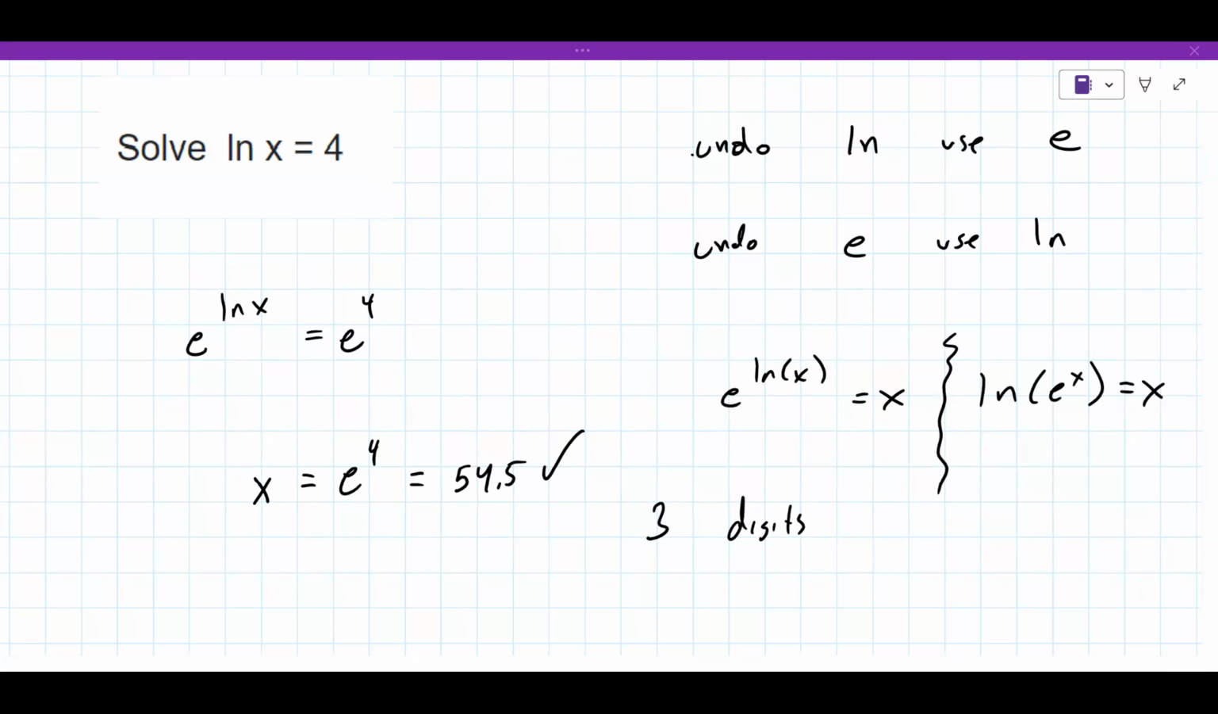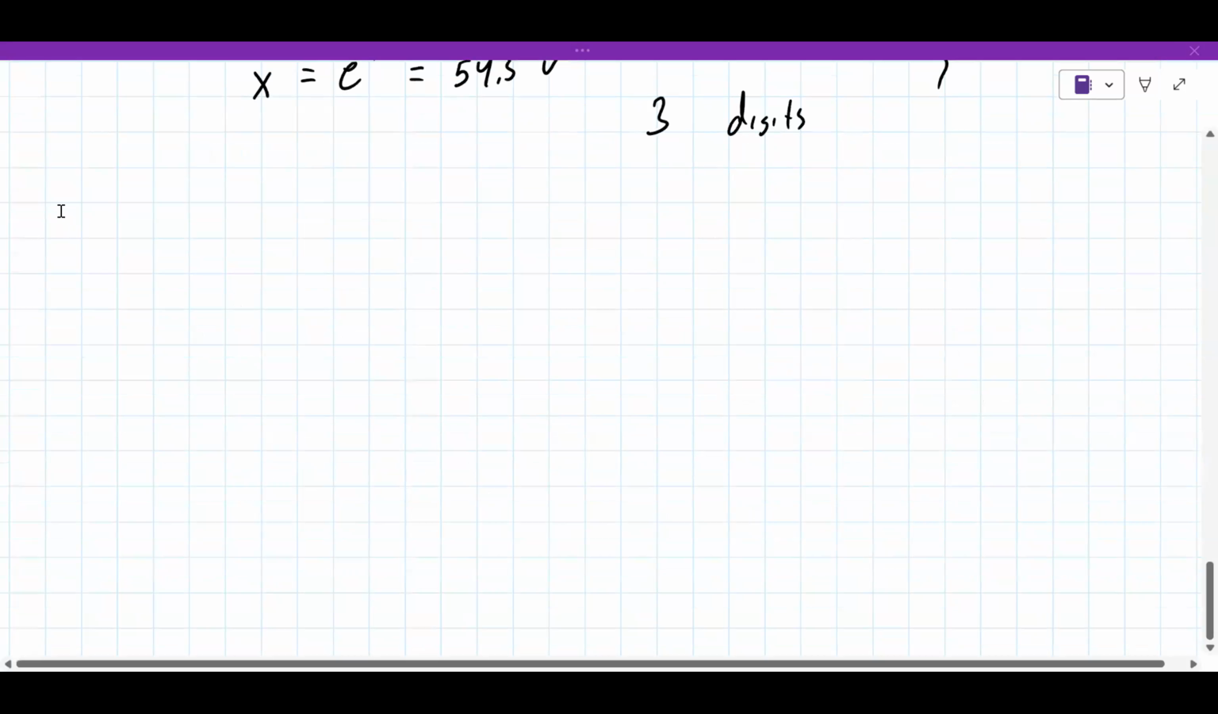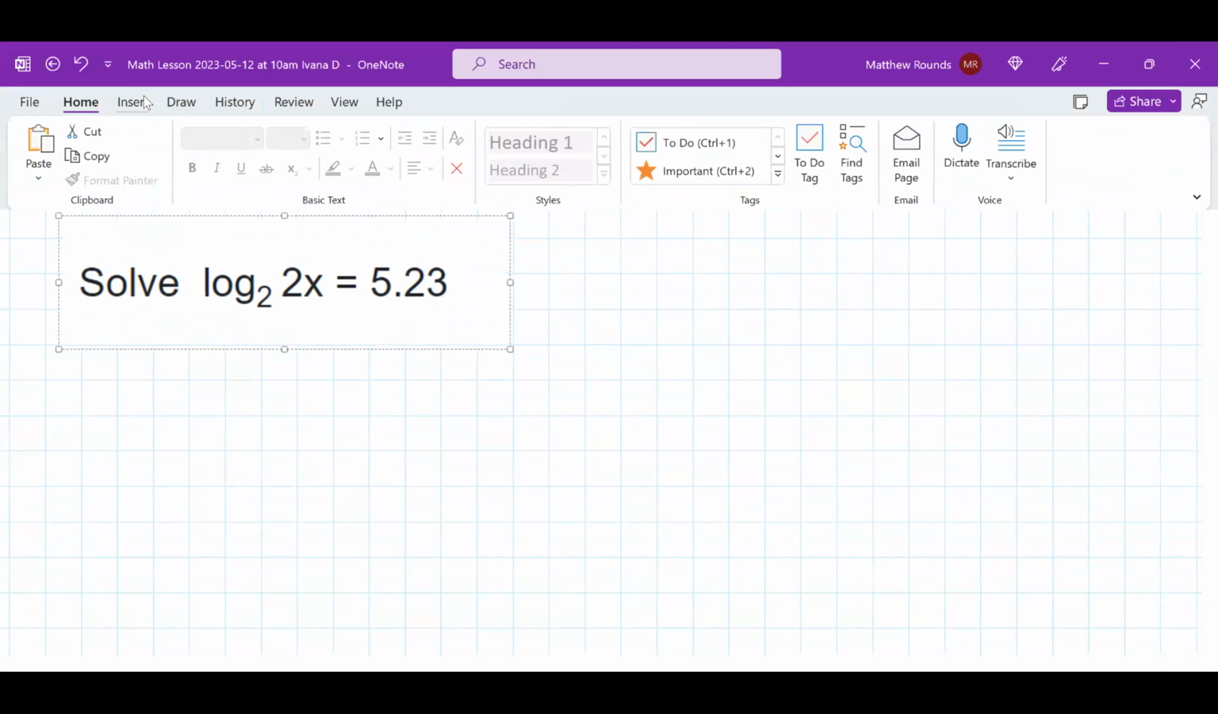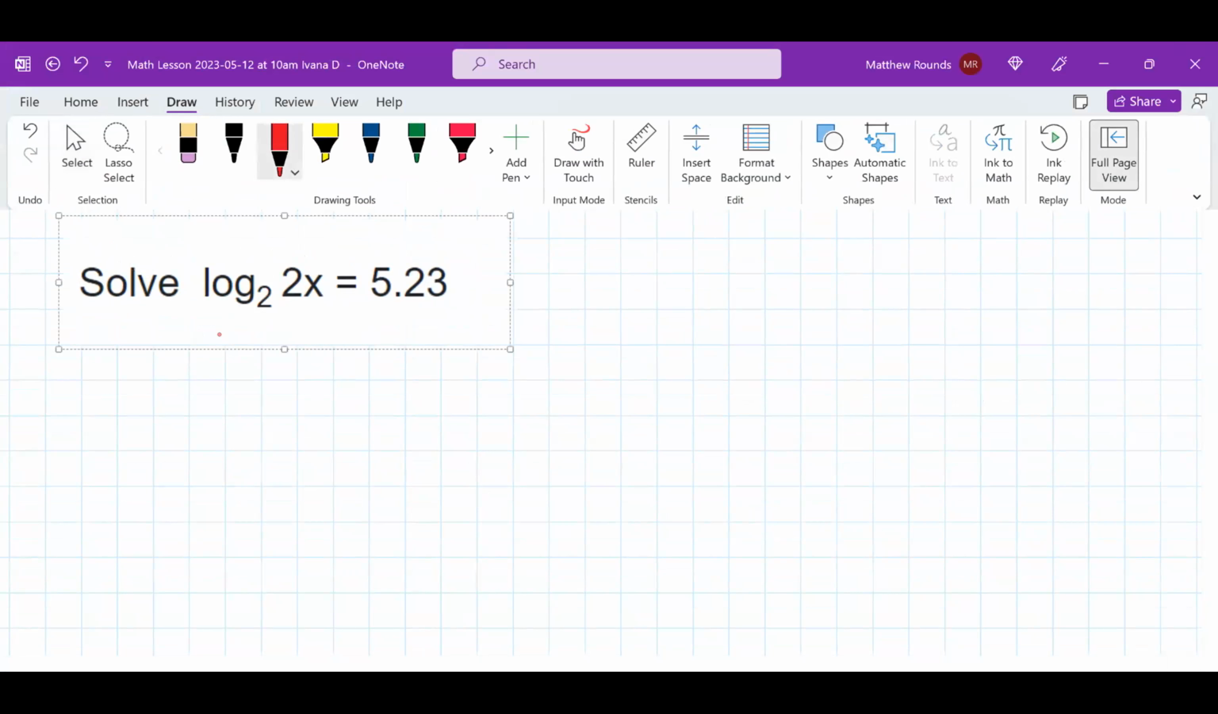Okay, you ready to look at number 8? Yeah. All right, so very, very similar to the previous problem, except it's not ln, it's log base 2. Yes, logs. It's just like that earlier problem.